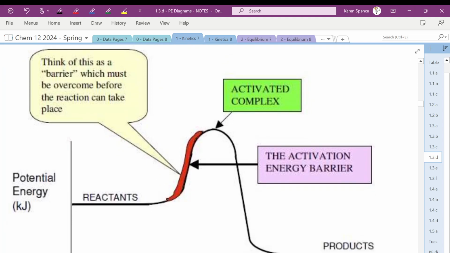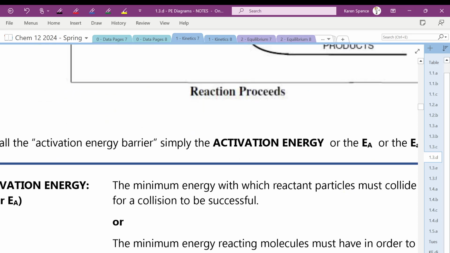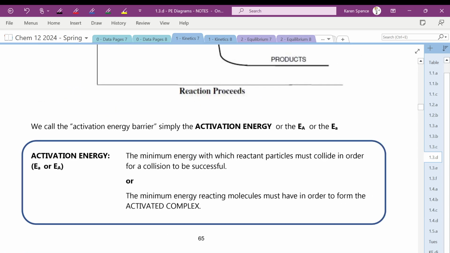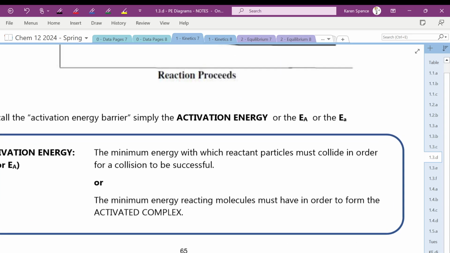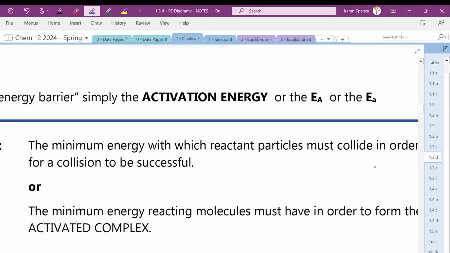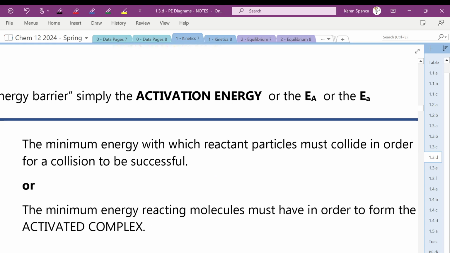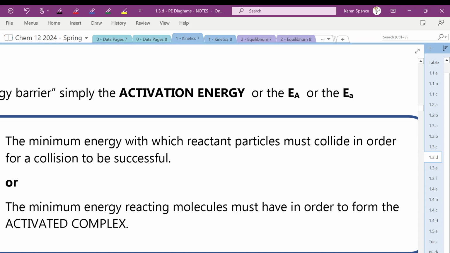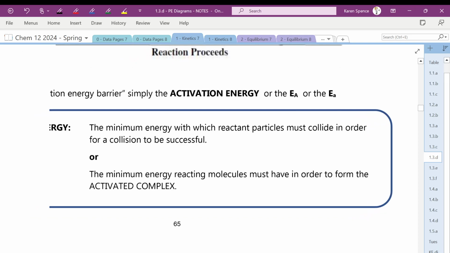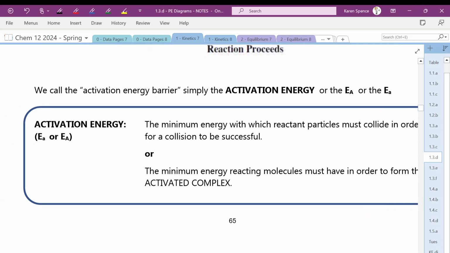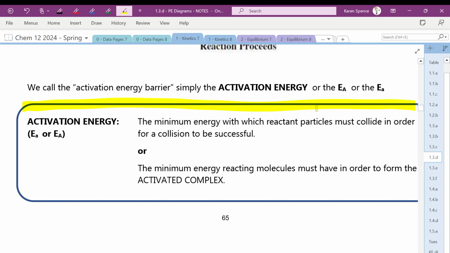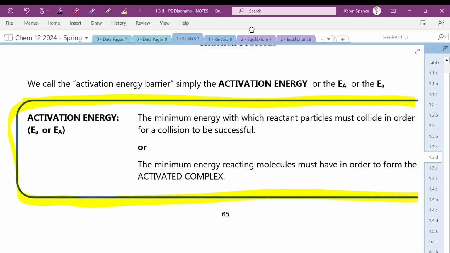So here's our energy barrier that we can either overcome or not. The activation energy barrier is simply called the activation energy. We already knew that. The minimum energy with which reactant particles must collide in order for a collision to be successful, or the minimum energy reacting molecules must have in order to form the activated complex. Those are the definitions that we had at the beginning, right? Or at least very similar. And they're in a box here. Yes? Anything that's important, I usually put it in a box. All right.